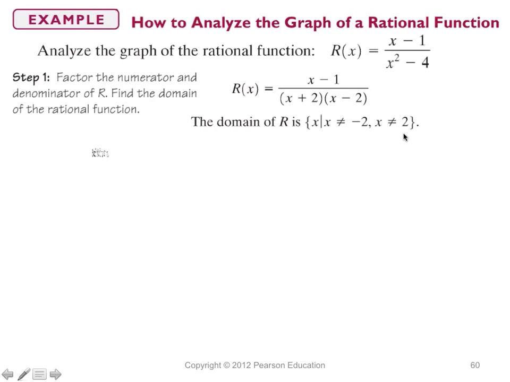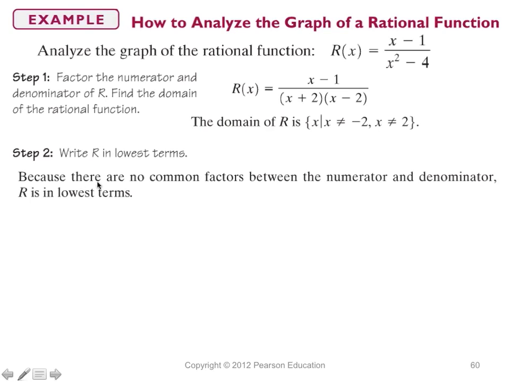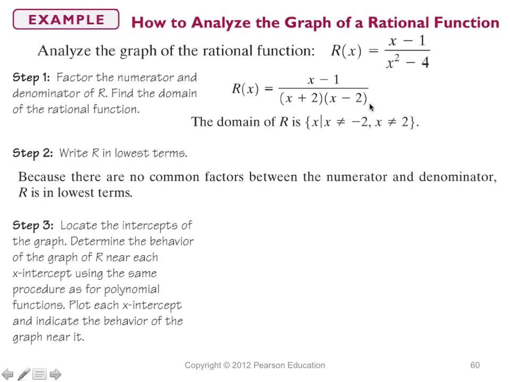equal to 2. Now step 2 is to write r in lowest terms. There aren't any common factors in our case between the numerator and the denominator, so it's already in lowest terms, so we don't need to really do anything there. Step 3 is to go ahead and locate the intercepts on the graph and then determine the behavior of r near each x-intercept using the exact same procedure as for the polynomial.